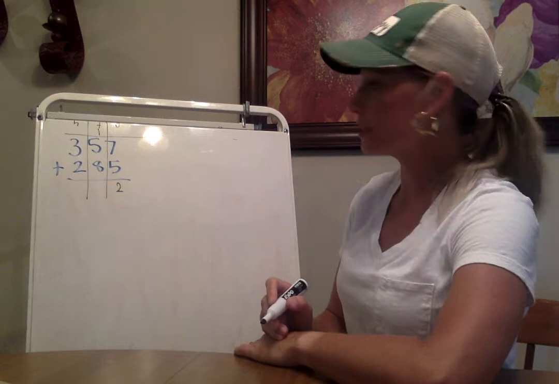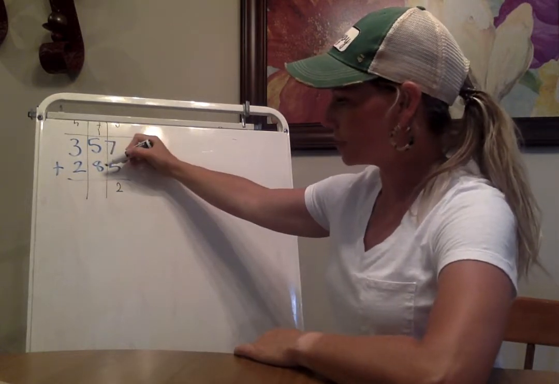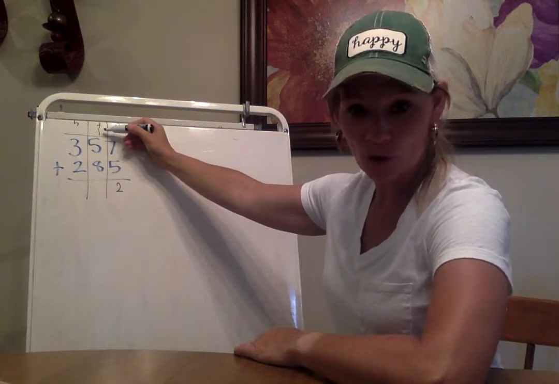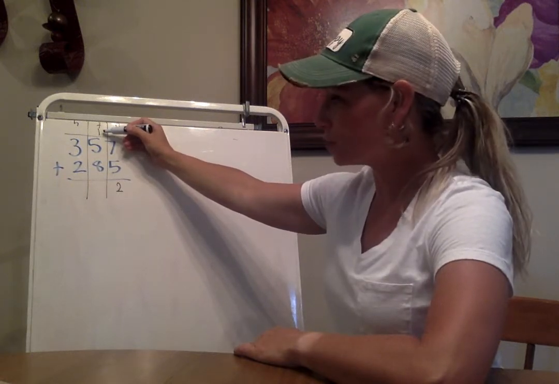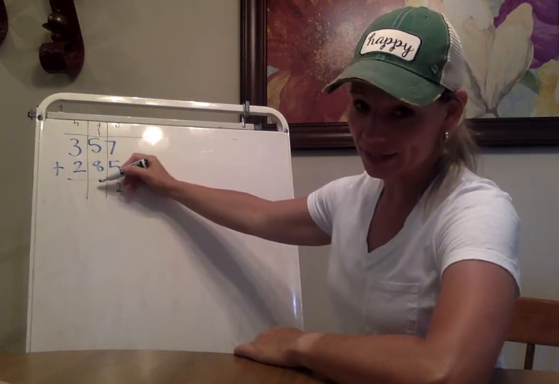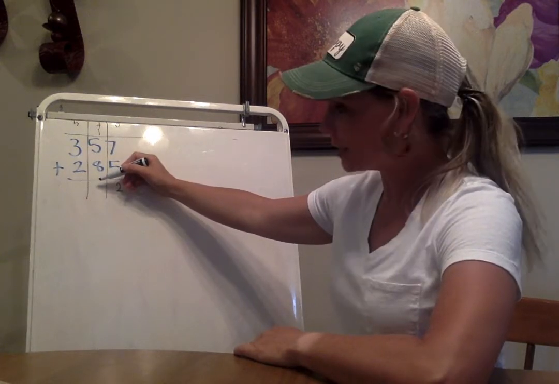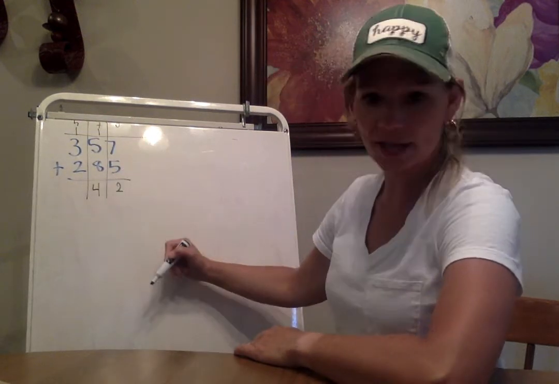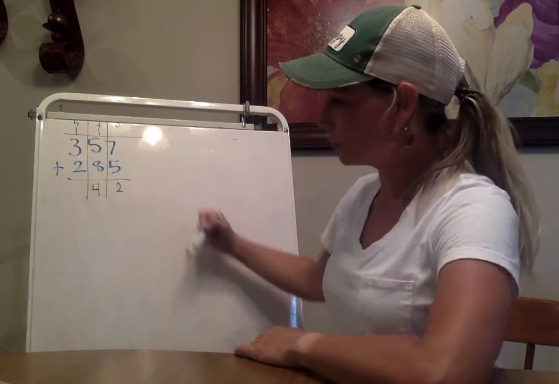Now I'm going to move over to the tens. 5 plus 8 is 13, but I can't forget this 10 that came over, so I have to add him on too, which makes 14 sticks of 10. I can't put 14 in my tens. 14 sticks of 10 is really 100 and 4 more tens.